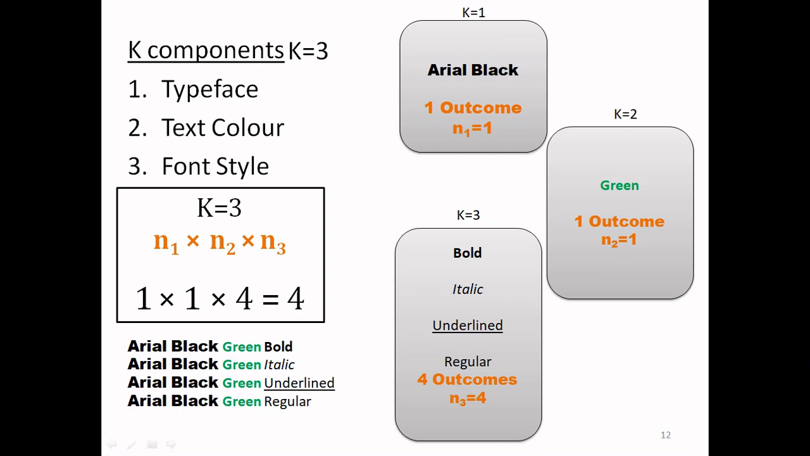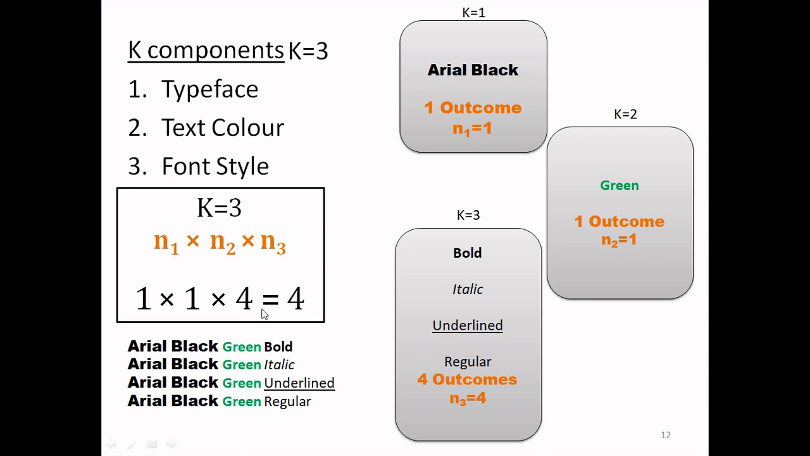Okay, in this case now I have even restricted the options for typeface. Earlier, as you remember, we had Cambria as well over here, but now the students are restricted to use Arial black for typeface. Color is green, they have to make use of just green color. So n1 will be equal to 1 and n2 is equal to 1. And for font style we still have 4 outcomes. So in this case the variations that exist will be 1 cross 1 cross 4, and that is 4.